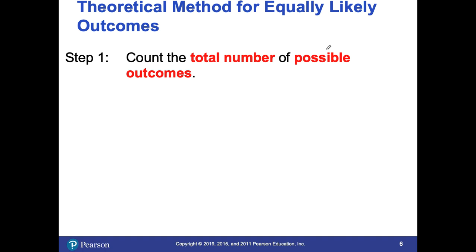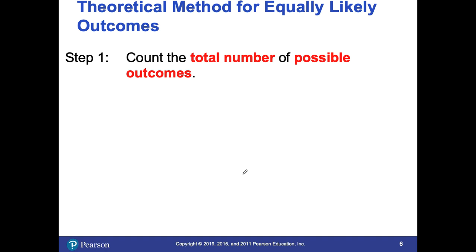So we go ahead and look at the theoretical method for equally likely outcomes. So here's a method that's going to help us when we are actually trying to calculate what's known as, later on, theoretical probability. So let's keep that in mind.